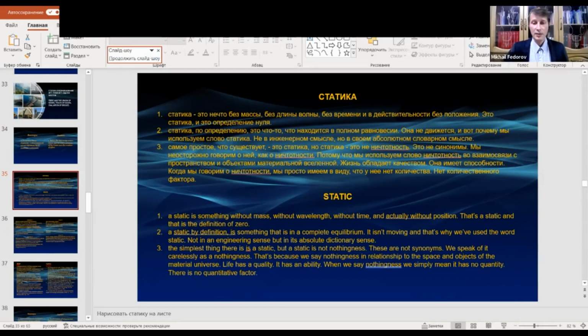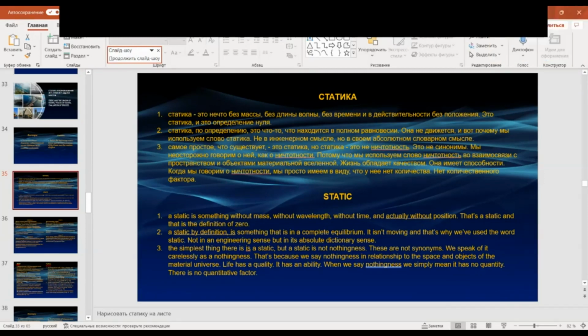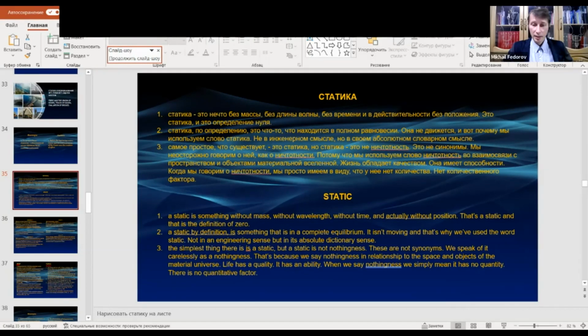Aesthetic is something without mass, without wavelength, without time, and actually without position. That's aesthetic, and that is a definition of zero. Aesthetic, by definition, is something that is in a complete equilibrium. It isn't moving, and that's why we have used the word aesthetic, not in the engineering sense, but in its absolute dictionary sense. Third definition, the simplest thing there is is aesthetic. But aesthetic is not nothingness. These are not synonyms. We speak of it carelessly as a nothingness.